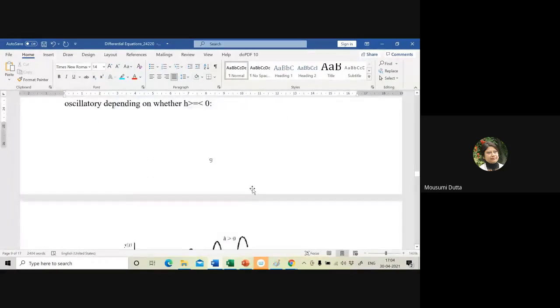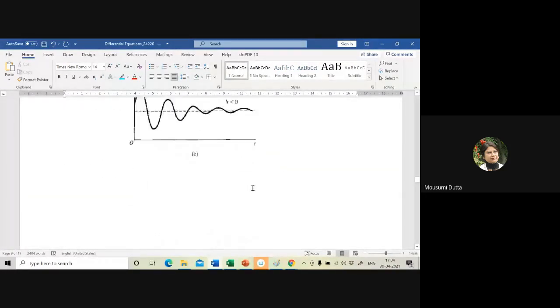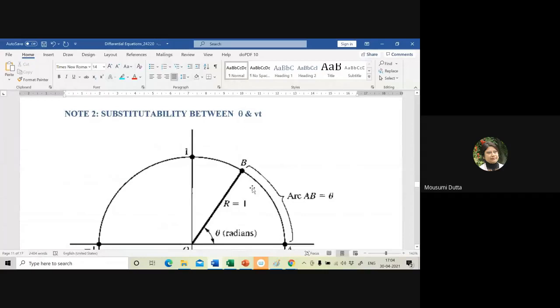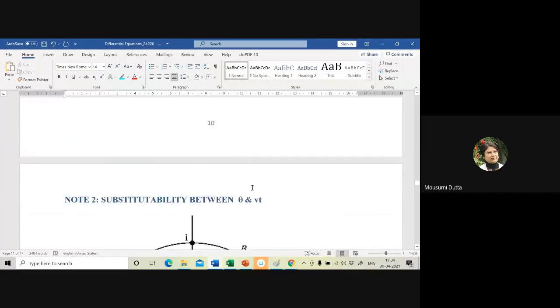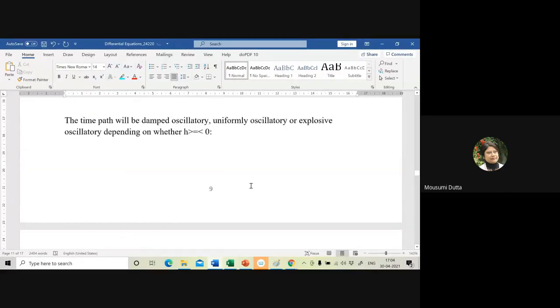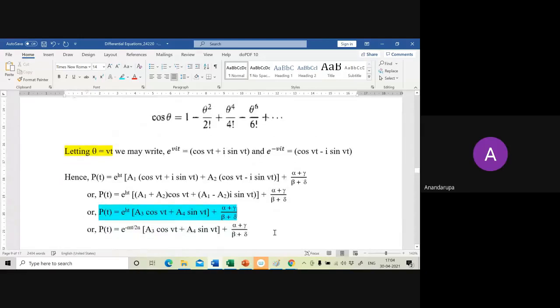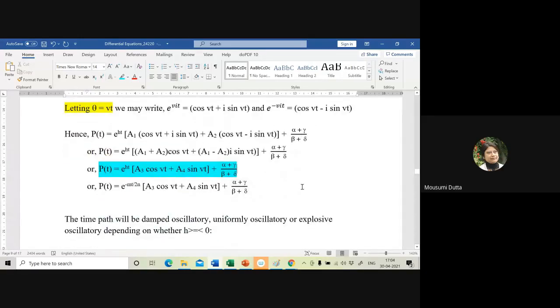Okay, so the next part, since you have another class today, that I'll do in the next class. So if you understand up to this, I'll start from this part in the next class. How theta can be presented in terms of Vt, or will there be any harm if we present theta in terms of Vt?